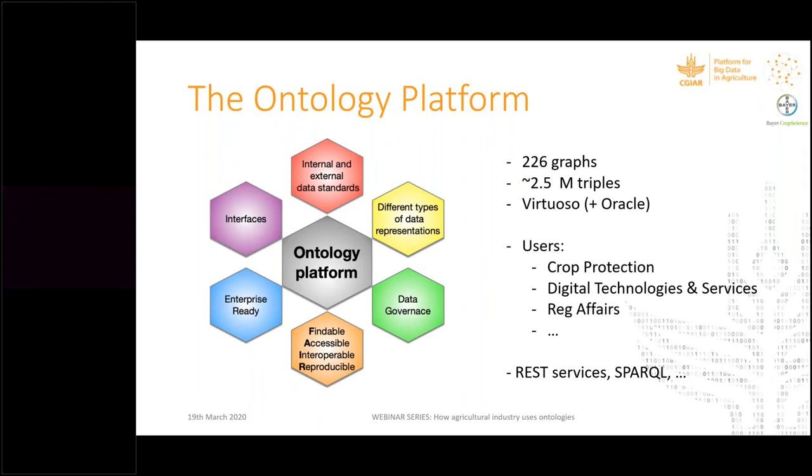So you can read a few figures on the right-hand side. We have around 226 graphs, approximately 2.5 million triples. We are using Virtuoso, although I put also Oracle in parentheses, because we also have certain pieces for legacy applications that are still stored in this kind of traditional way of storing data. And we have, of course, different users that are consuming our data.